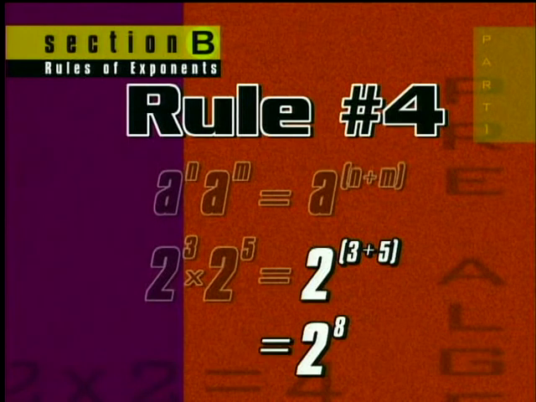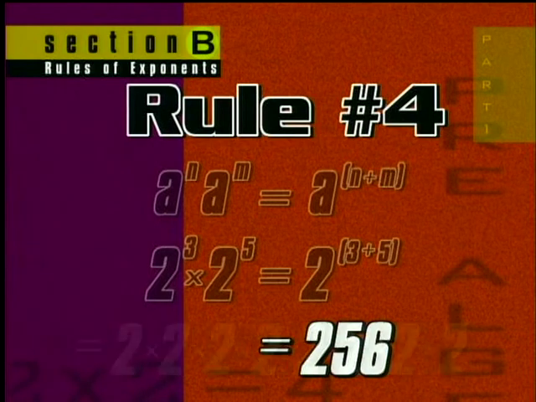This gives us 2 to the 8th power. And 2 to the 8th power, when we multiply it out, equals 256. Okay, the final rule is much like the one we just did, except this time we're dividing and subtracting. Take a look at how it breaks down.